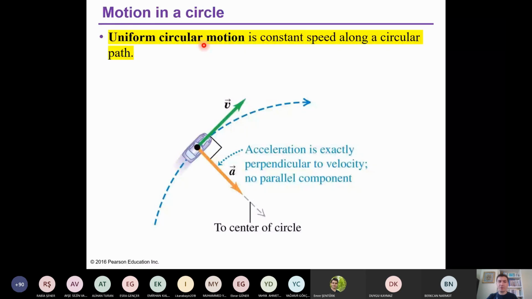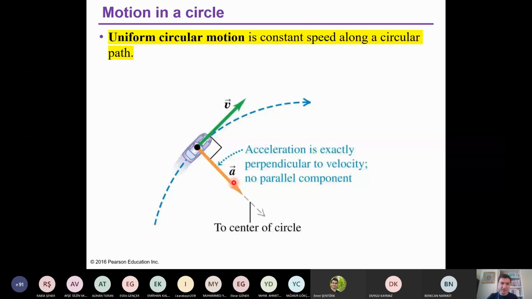In uniform circular motion, we have constant speed, and only the direction of the velocity changes. So the direction of the velocity is like this, and here like this, here like this. The direction of the velocity changes, but the magnitude of the velocity is constant. Speed is constant. And we have acceleration from the path toward the center of the circle. Okay, we discussed this during the last lecture.